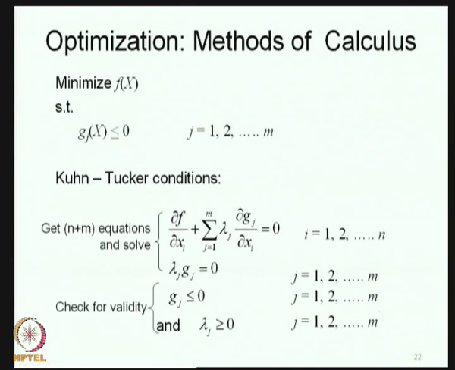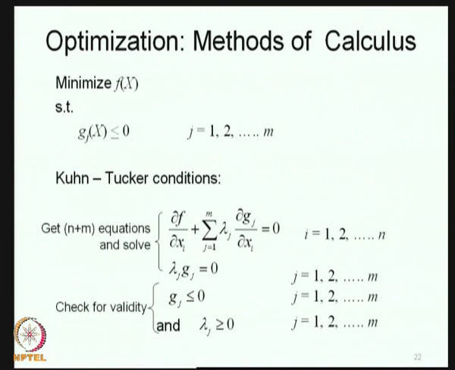How many variables do you have? You have n plus m variables, namely the original n decision variables x1, x2, etc., xn. So, you are writing this for n different variables, one condition associated with each of the variables, and the lambda j's, lambda 1, lambda 2, etc., lambda m. So, you have n plus m variables.